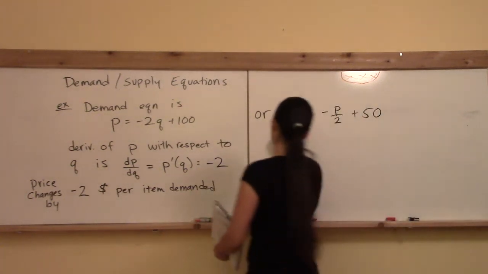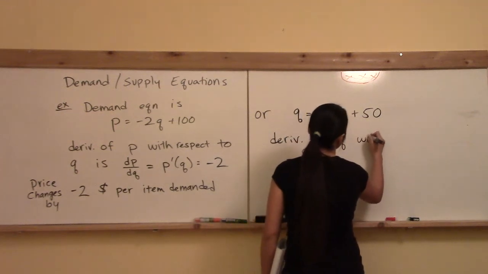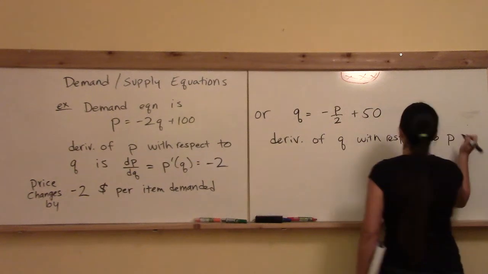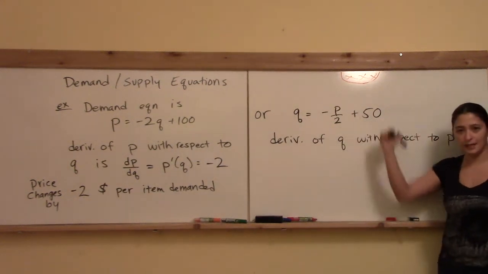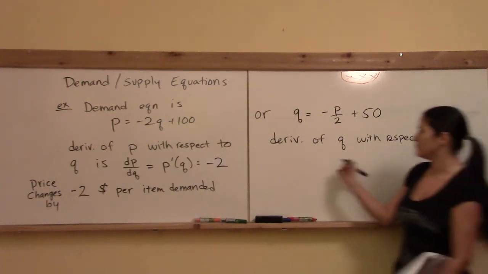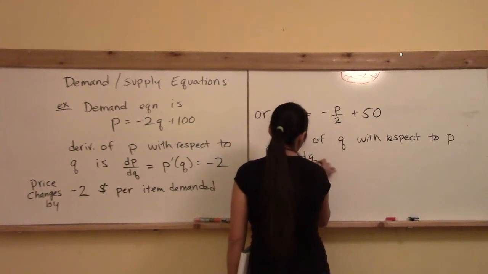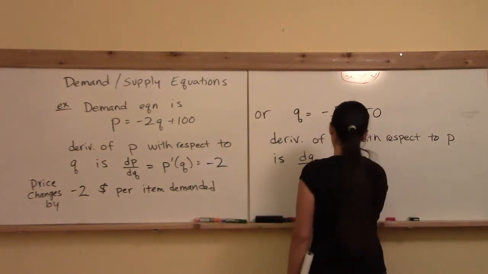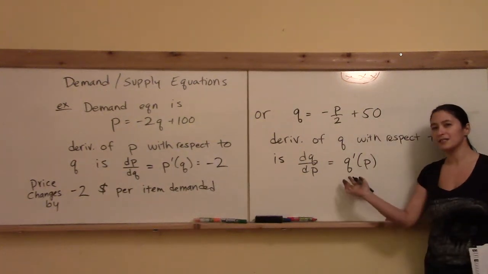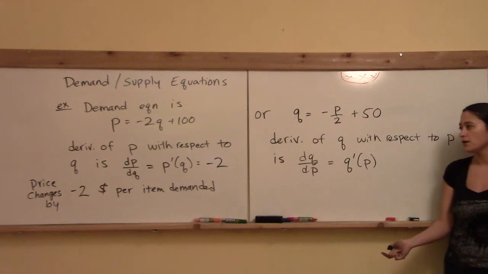Okay, so since I flipped it over there, it's going to now be the derivative of Q with respect to P. See, because now P is the input variable, Q is the output variable, so I have to switch it. Derivative of Q with respect to P, which is also called dQ/dP, right? Or I could call it Q prime of P. See how everything is switched depending on which one I want to call the dependent or independent variable?